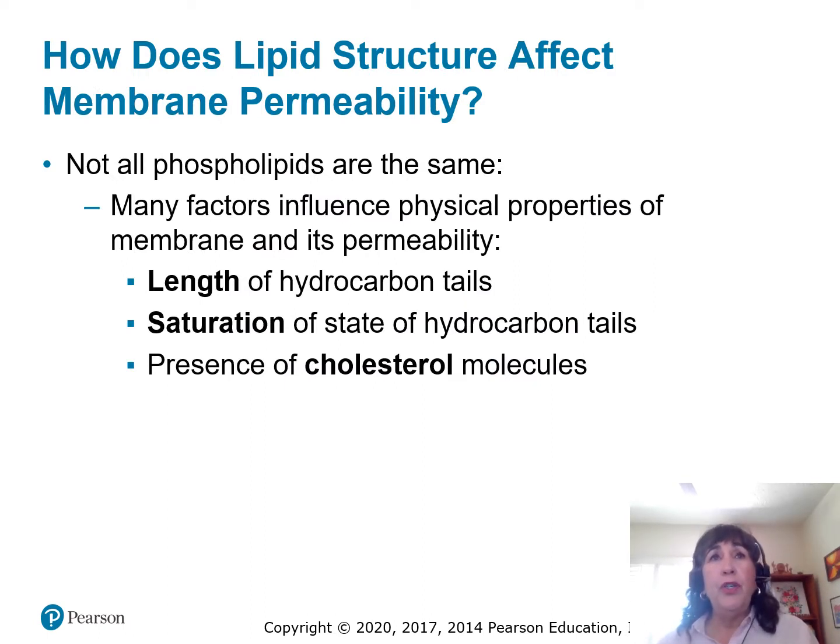How do lipid structures affect membrane permeability? Not all phospholipids are the same. So what are some of the factors of the phospholipids that affect the selective permeability, that influence why some molecules can cross and others cannot? We have to look at the length of the hydrocarbon tails. We have to look at the saturation state of the hydrocarbons, whether there are a lot of single bonds or double bonds in the fatty acid tails. And we also need to look at the presence of cholesterol. Remember, cholesterol is a steroid and it's made out of a four-ring structure.